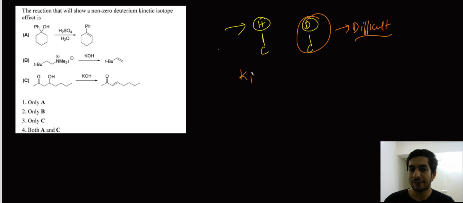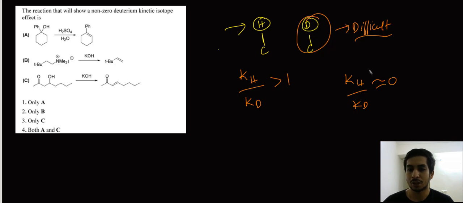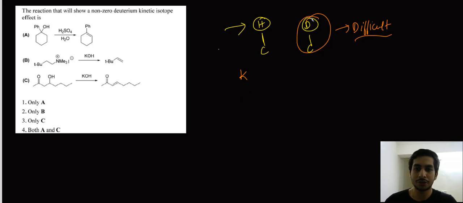So if I have kH upon kD greater than 1, then I can say that the slow step of the reaction depends on the carbon-hydrogen bond or the carbon-deuterium bond. Whereas if kH upon kD is almost equal to 1, then I can say that the rate of the reaction does not depend on the abstraction of the carbon-hydrogen or carbon-deuterium bond, right? So this is what the kinetic isotope effect tells us, and it has been used a lot practically. All right, so now let's look at the question.